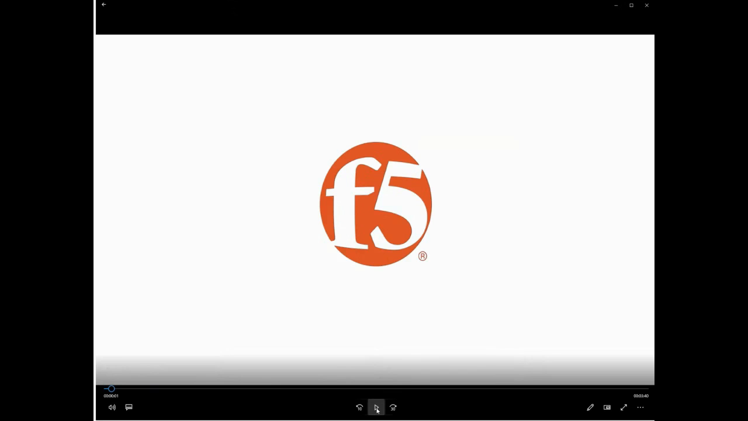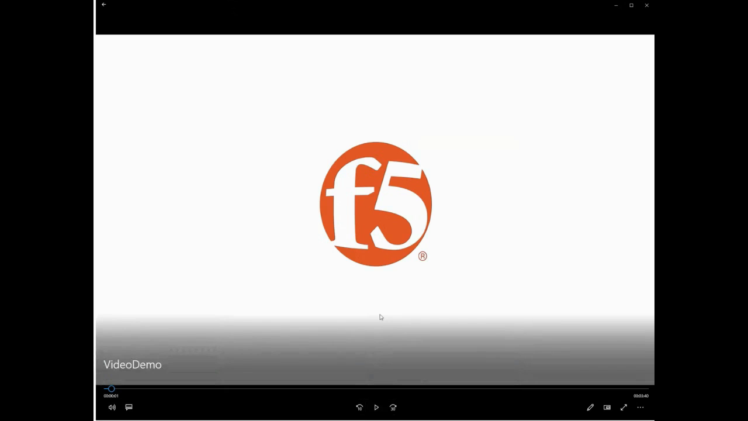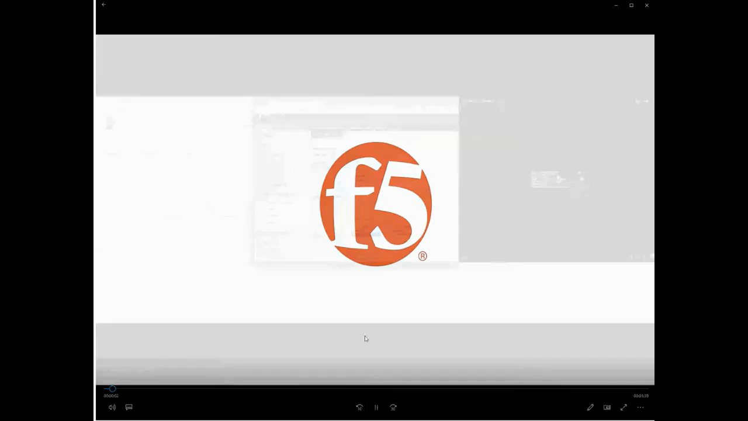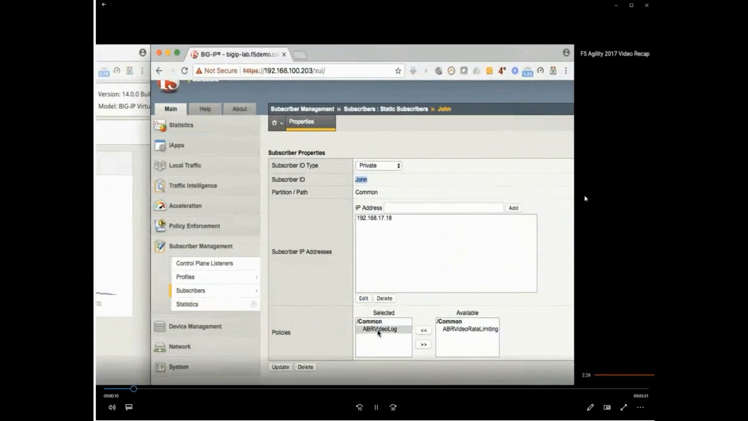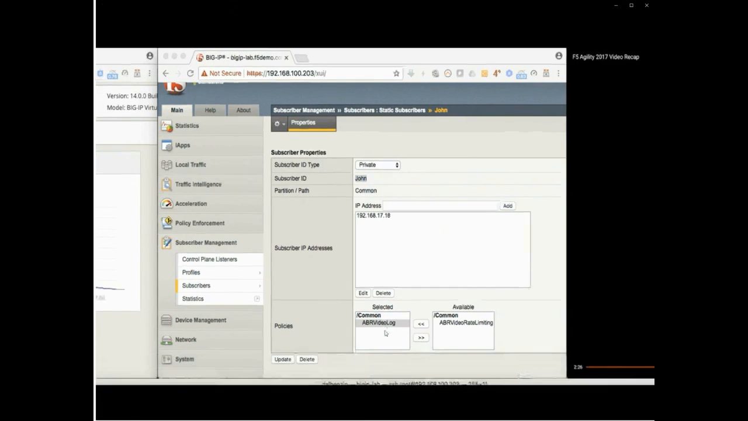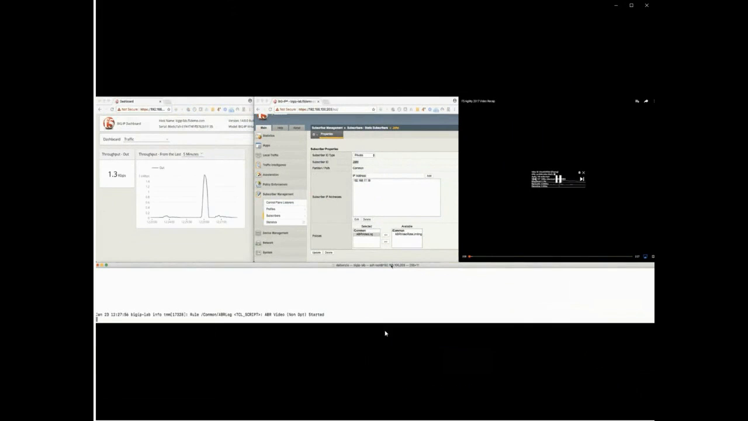Okay, perfect. So the video shows a demo of a user that is connected to the internet, and there is a BIG-IP in the middle between the user called John and the internet itself. So you see in this video the web interface of F5, and on the right side John's iPad. You see that there is a policy called video log. So the policy is just logging the video, it is not applying any bandwidth control. So we're just analyzing what happens.